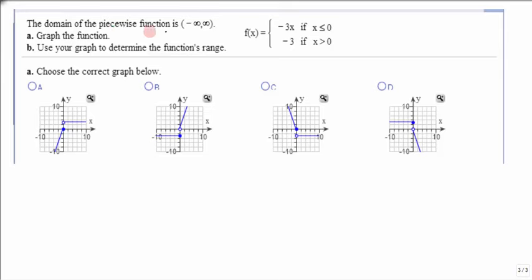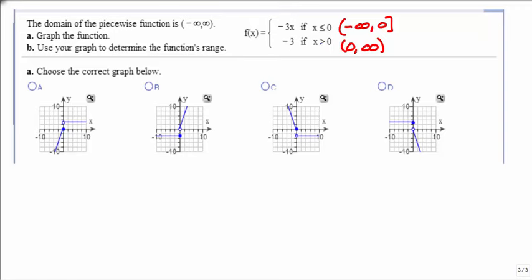This says the domain of the piecewise function is negative to positive infinity. If you notice here on the upper part, my domain is from x less than or equal to 0. That's negative infinity to 0, bracket the 0, parenthesis at the negative infinity. And then this piece says x greater than 0. So that means I'm going to start off right after 0 and go off toward infinity. I don't have an equal sign here, so I have to have a parenthesis.